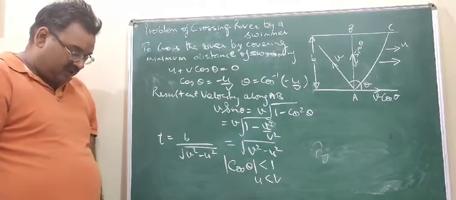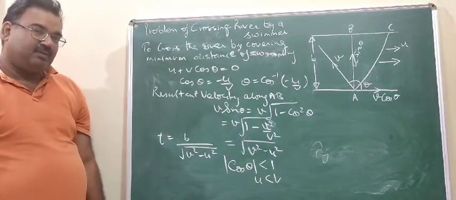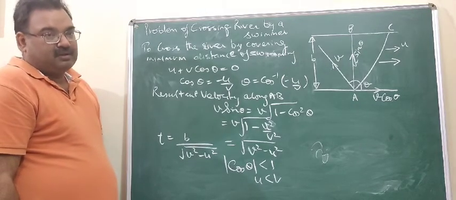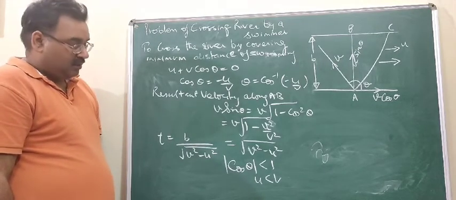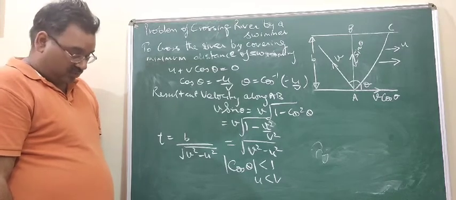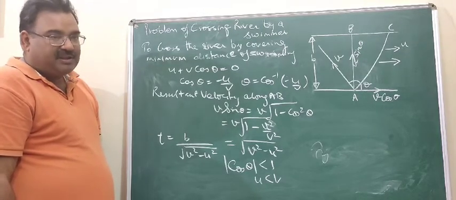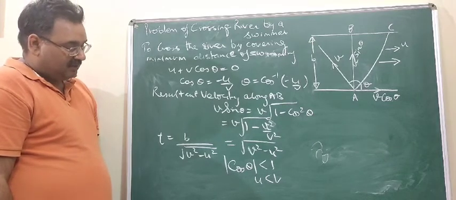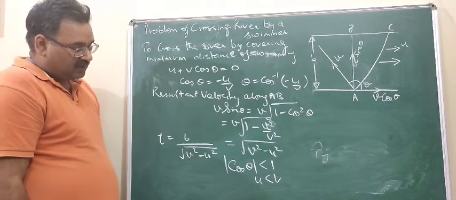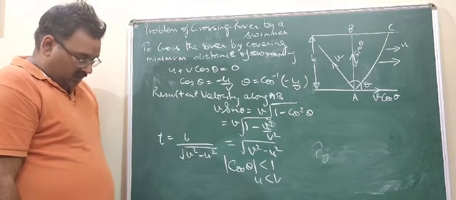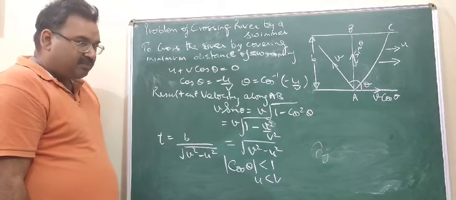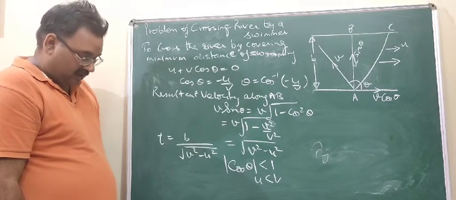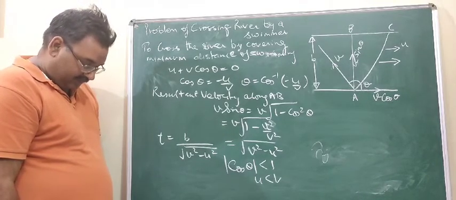Now we have to find out the resultant time, the time in which he will cross the river. The time in which a person will cross the river if he moves only distance d is given by distance upon speed. The minimum distance was d, divided by the speed root v square minus u square. So the time in which he will cross the river is d upon root v square minus u square.